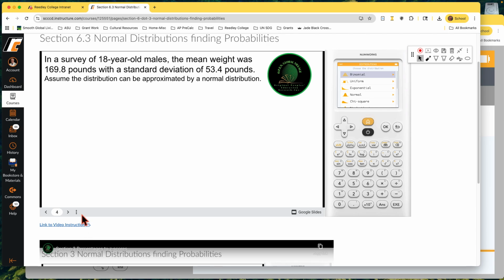Okay. So here's a sort of real world example. We've got a survey of 18-year-old males. They have a mean weight of 169.8 pounds.